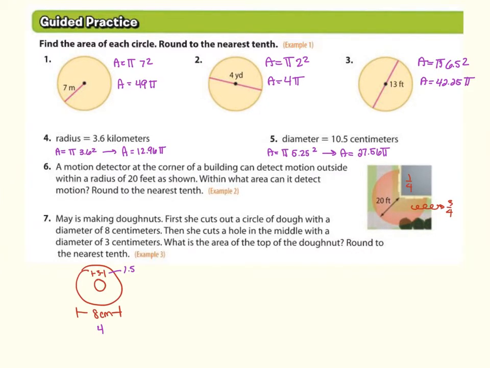Okay, before you get all happy-go-lucky and checking your answers for 1 through 5, let me show you something because we're going to be covering this later. Notice how I didn't put the answer. If you look at number 1, I left it as 49 pi. Number 2, I left it as 4 pi. Number 3, I left it as 42.25 pi. All I did was square the radius, and I left my answer in terms of pi.